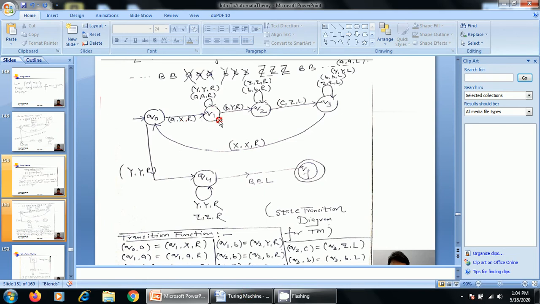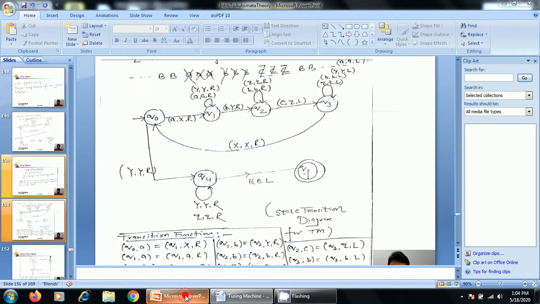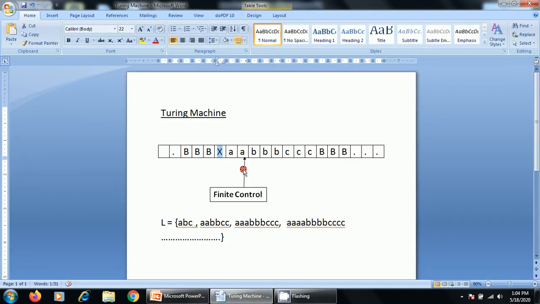Now we are at this position. If the input is a, keep it a and move right. I will not change this input a, because now we are searching for the first b corresponding to this first a. Now again if a, keep it a and move right, go ahead. This is a b. Now this is the first b corresponding to the first a.